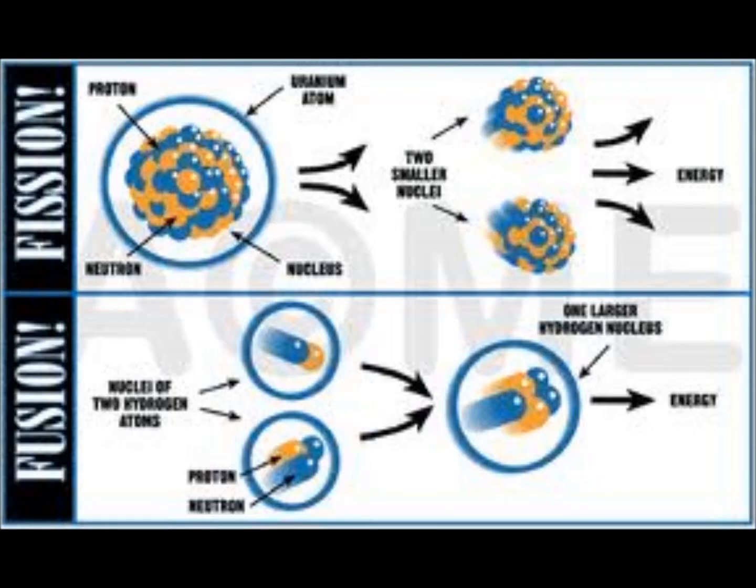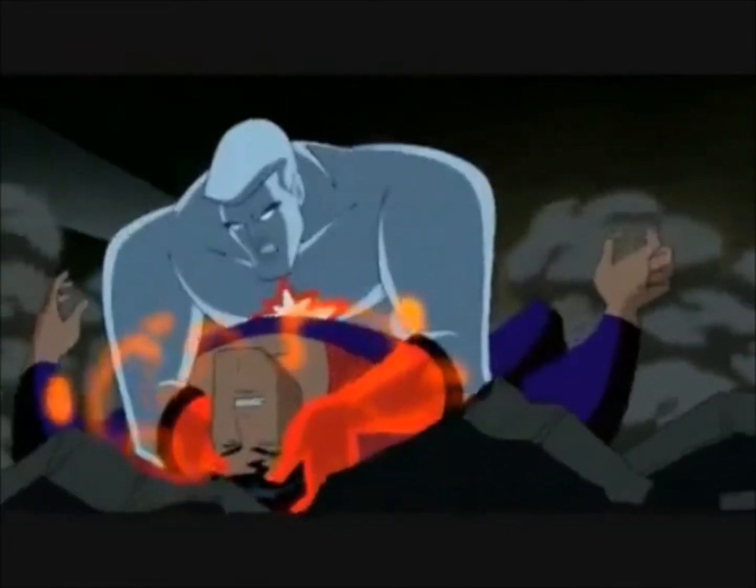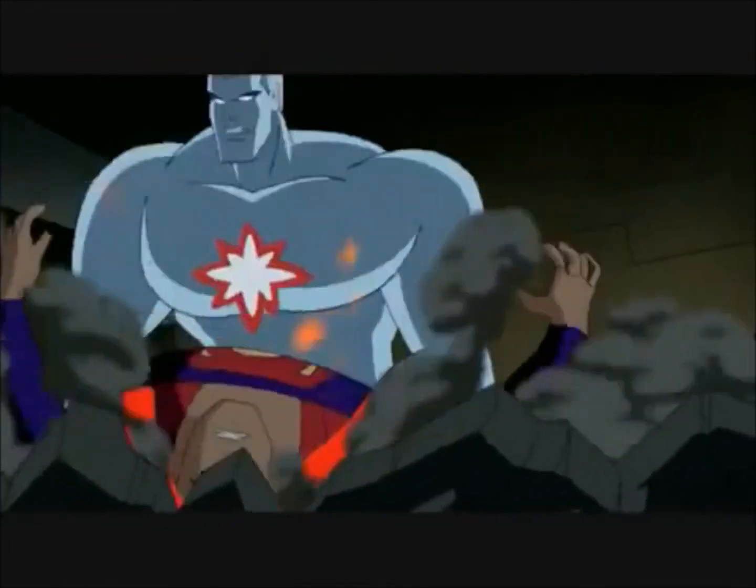Differences between fission and fusion. The main differences between the two processes is that fission is the splitting of an atom into two or more smaller atoms, while fusion is the combining of two or more smaller atoms into a larger one.